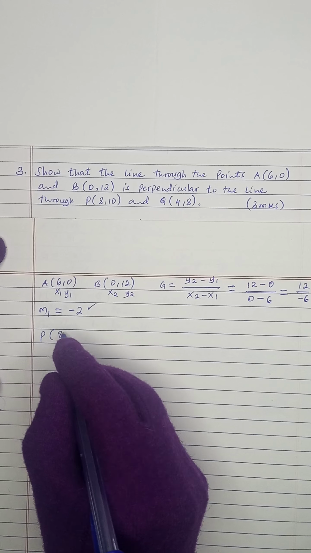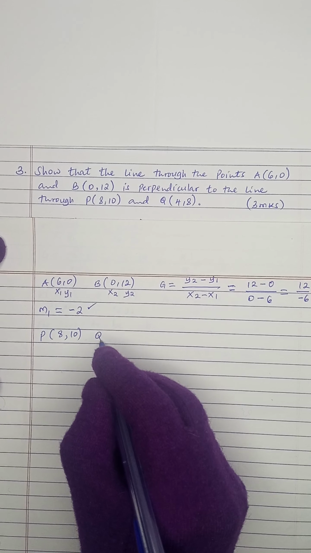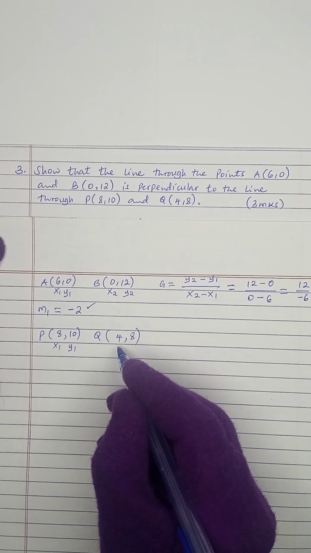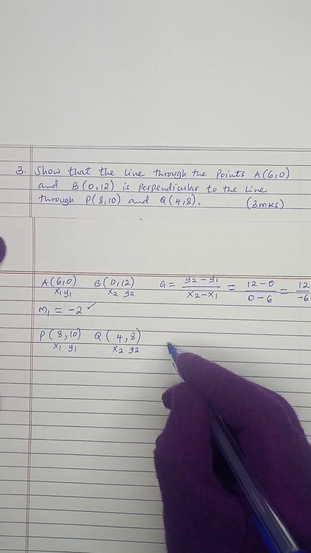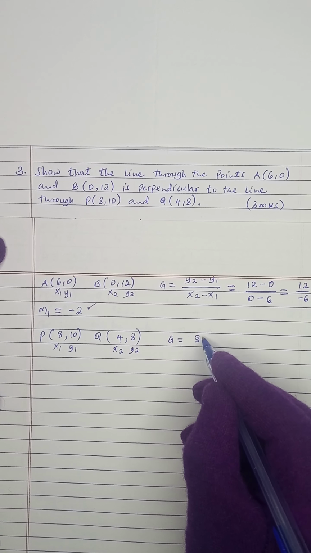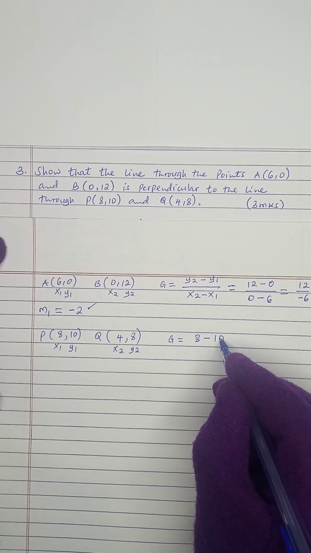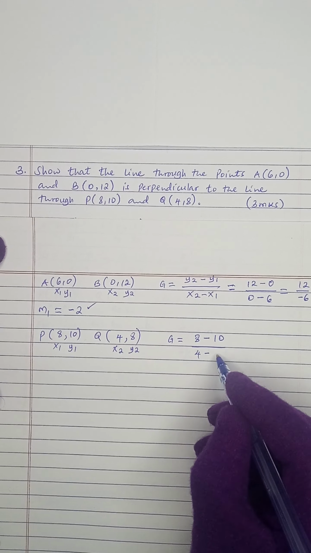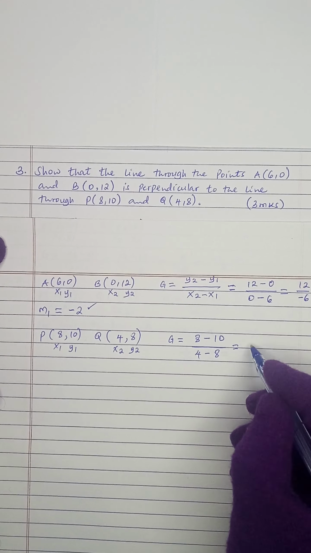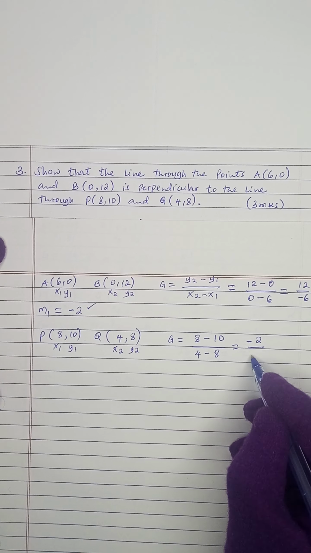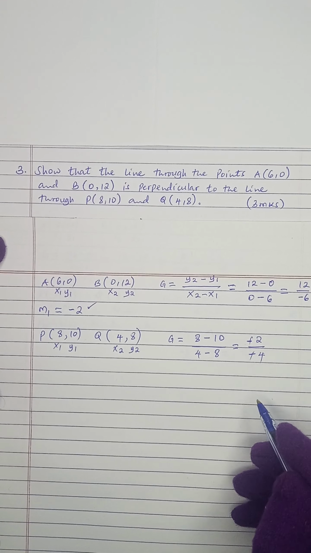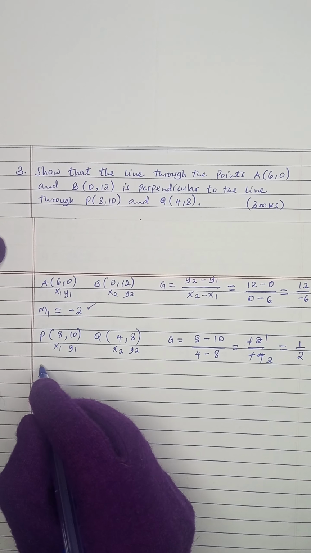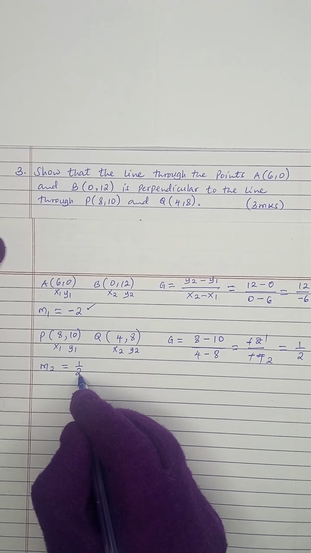We have P (8, 10) and Q (4, 8). So we do the same. Let this be x1, y1, x2, y2. Then our gradient would be y2, which is 8, minus y1, which is 10, all over x2, which is 4, minus x1, which is 8. So for this case here, we get -2 all over -4. So the negatives will cancel, and 2 goes into 4 twice. So here we get the gradient to be a half. So let's call it M2 equals positive a half.